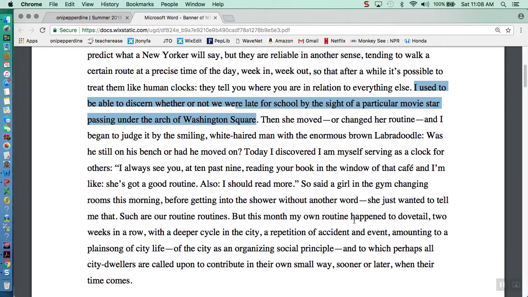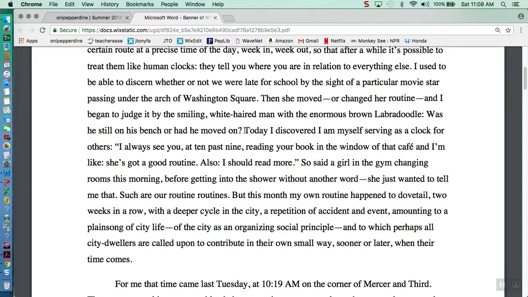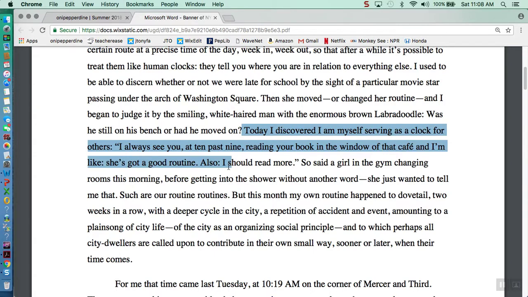So all of this is happening, and then it gets into an even more interesting part. Today I discovered I am serving as a clock for others, right? And this is what I had on the slide. I always see you at 10 past 9 reading your book in the window of that cafe, and I'm like, she got a good routine. Also, I should read more. So now we get from the broader sense of New York City people to something even more focused, our author functioning as a clock in this routine world, right? And it's even more specific.